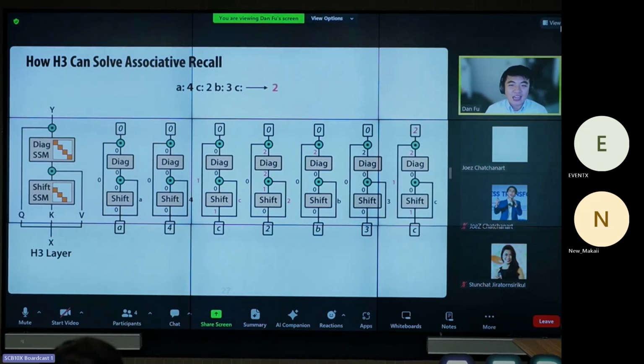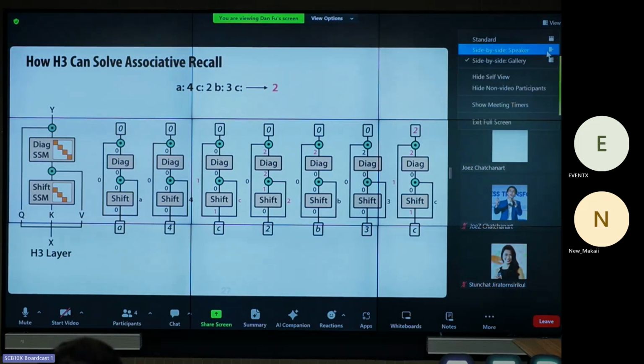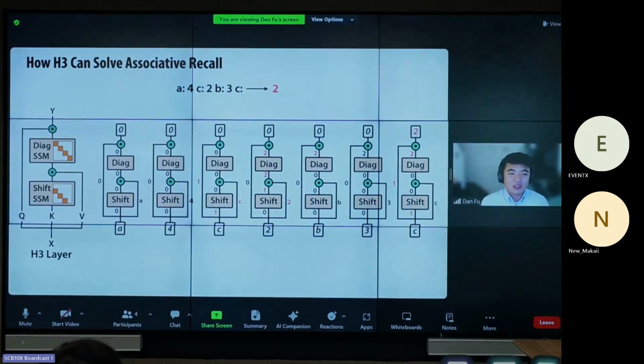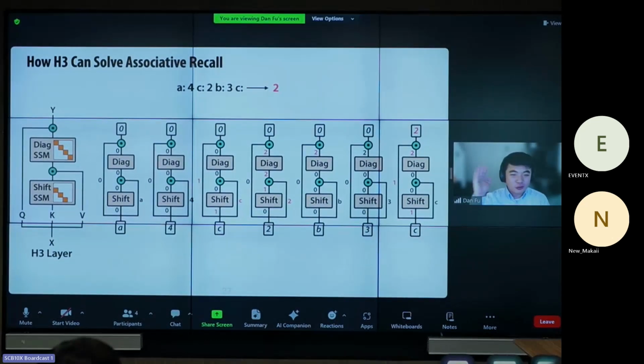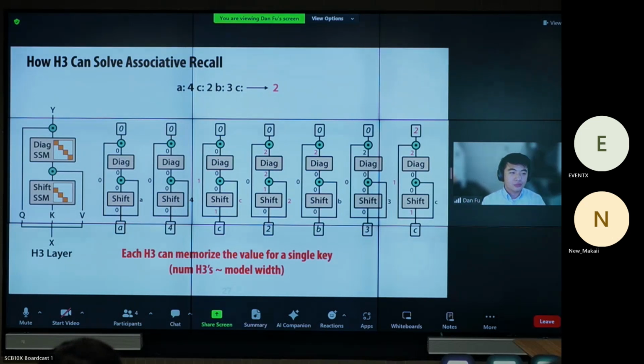It's only when we get to the end, to the C value, that now the Q and the K activate, that 1 multiplies in and actually lets the K through. So this diagonal SSM that's been saying, hey, 2, 2, 2, it's just been yelling this the whole time. It's not until we see the C again that the diagonal SSM can now allow it to go through. So in this construction, each H3 block can memorize the values of a single key. Roughly speaking, the number of H3 blocks grows with the number of keys.